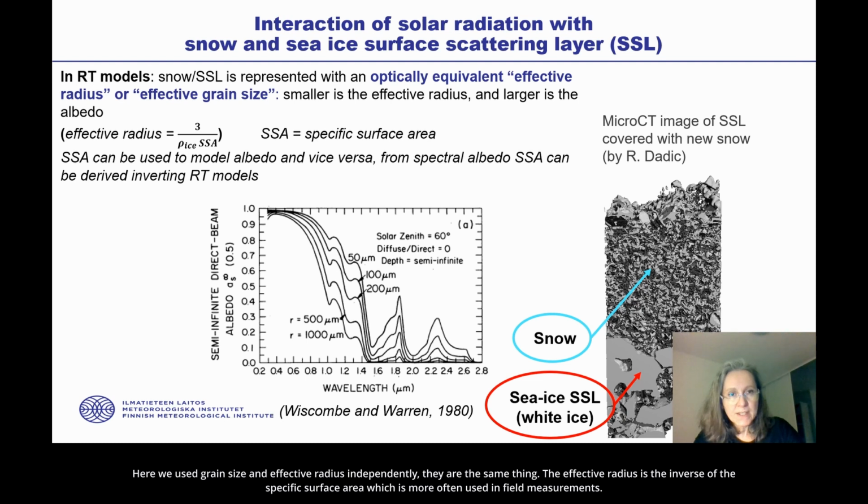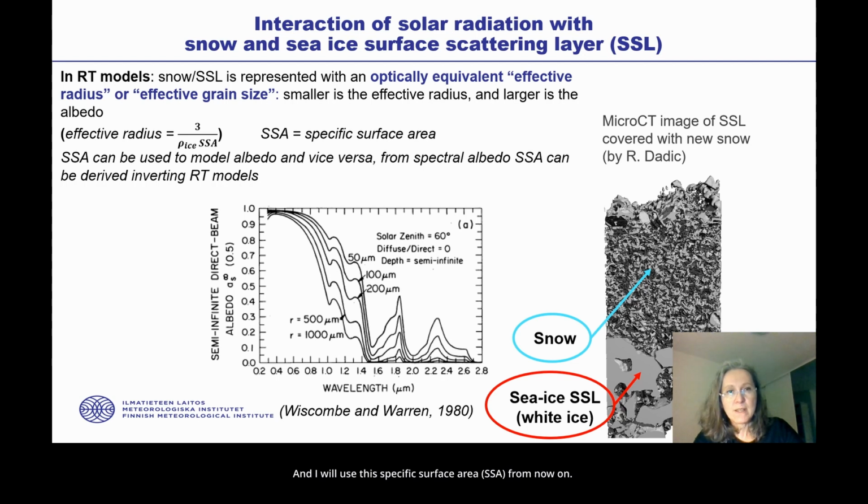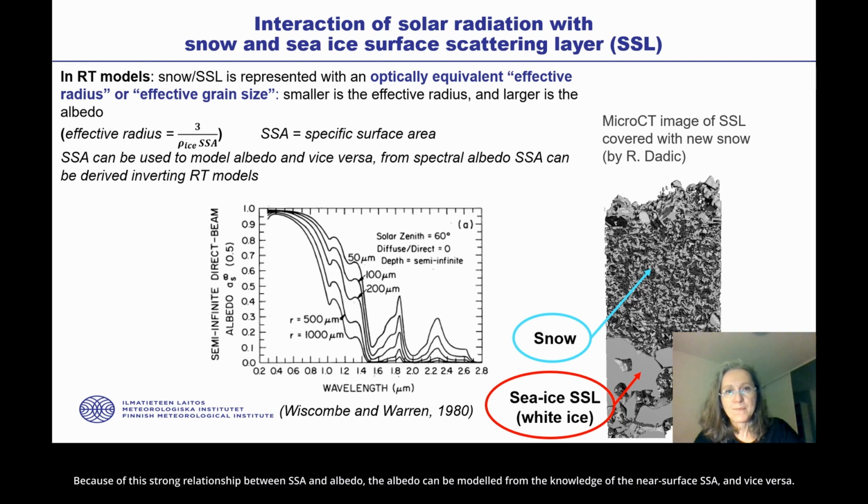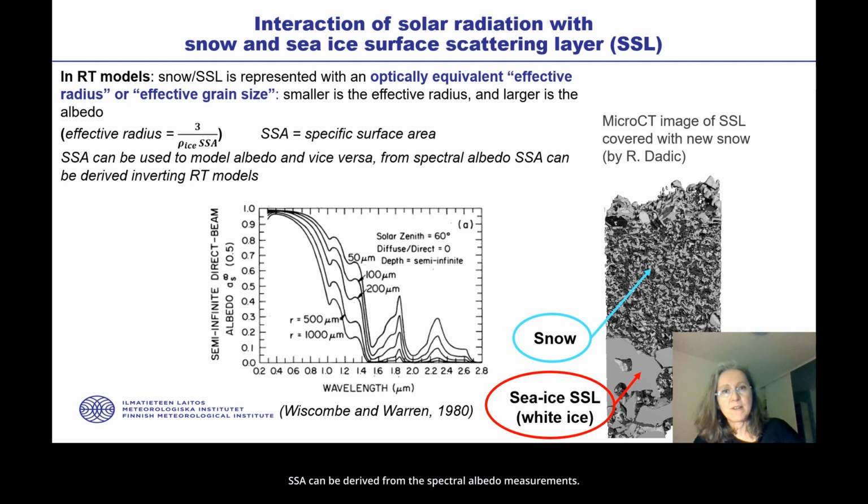The effective radius is the inverse of the specific surface area, which is more often used in field measurements, and I will use this specific surface area from now on. And because of this strong relationship between SSA, the specific surface area, and albedo, the albedo can be modeled from the knowledge of the near surface SSA, and vice versa, SSA can be derived from the spectral albedo measurements.